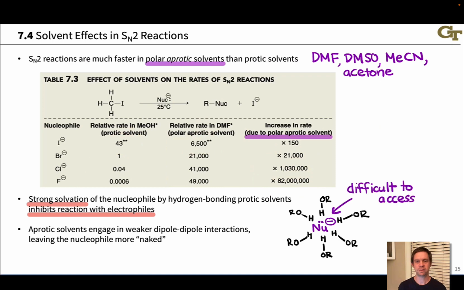With all of these hydrogen bonding alcohols, for example, around the nucleophilic anion, it's difficult for the electrophile to access that space. And so protic solvents actually cause a decrease in the rate of SN2 reactions as a result of this kind of solvent shell. So typically, when an SN2 reaction is the goal, you'll see a polar aprotic solvent like DMF, DMSO, acetonitrile, acetone, maybe HMPA in these reactions.